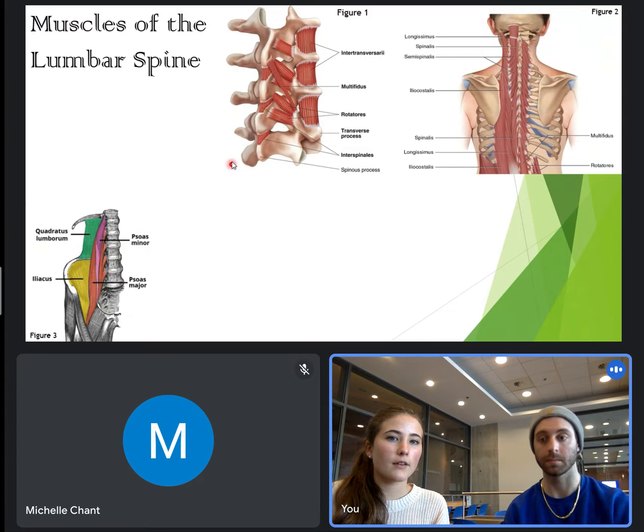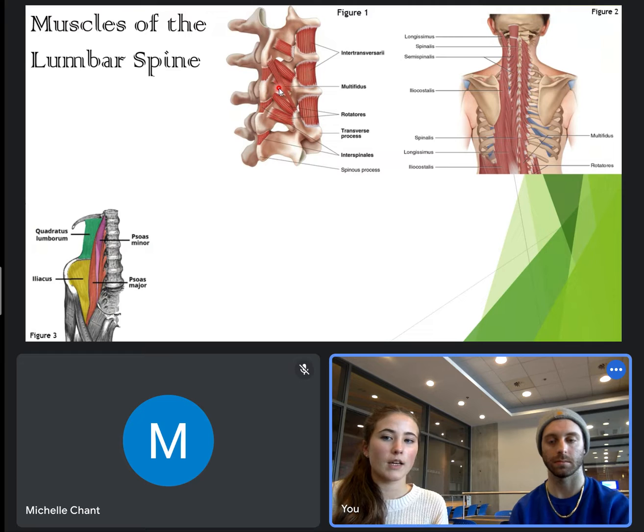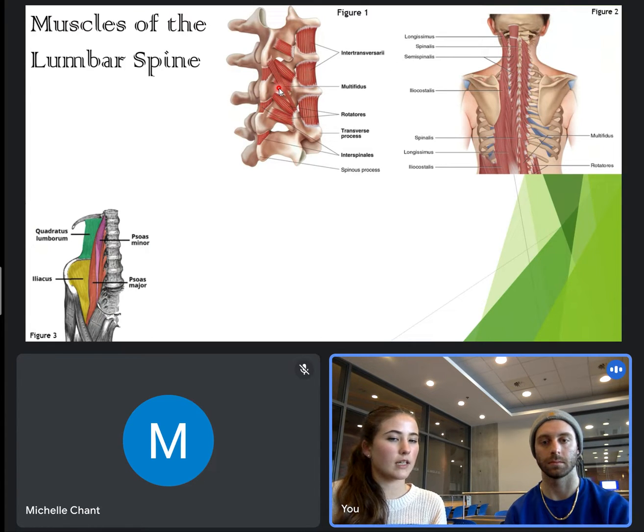And next we have the multifidus, which is a little smaller but longer muscle over here, and it originates on the sacrum and the transverse process of C3 to L5, and it inserts on the spinous processes. And its function is to extend and laterally flex the trunk and neck, and to rotate to the contralateral side, or the opposite side.